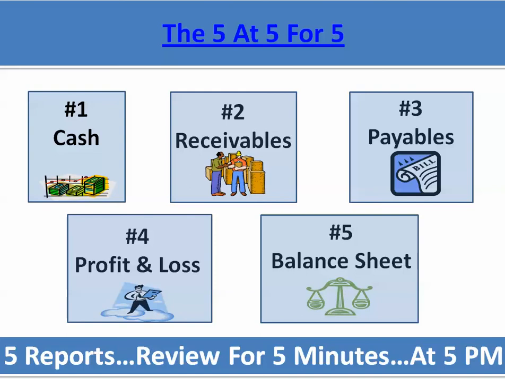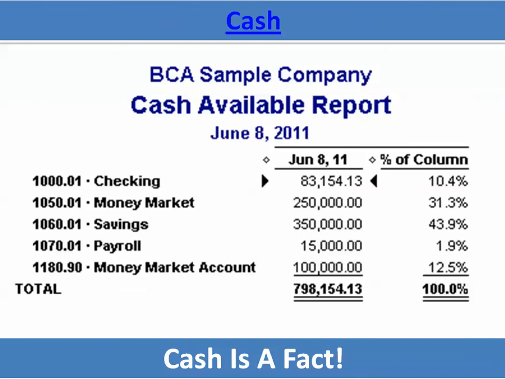Number 4 is profit and loss. How much profit, how much loss. Number 5 is the balance sheet. You review these 5 at 5 for 5 minutes at 5 p.m. That's just a mnemonic. You can review them anytime you'd like, but I recommend you do it daily, no matter what. The first report that we pull up in QuickBooks, it's an icon once it's set up, is the cash report.